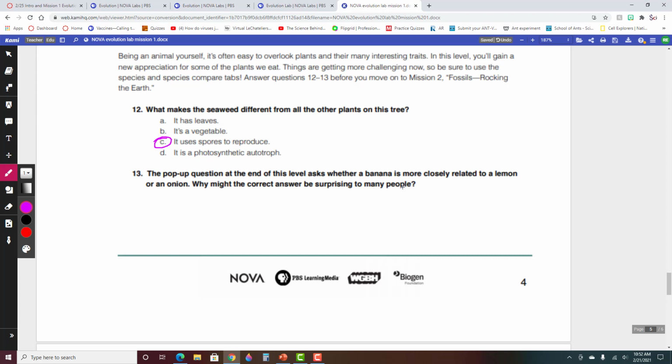The pop-up question at the end of this level asks whether banana is more closely related to a lemon or an onion. And why might the correct answer be surprising to many people? So, like we said, a banana is a fruit and an onion is a vegetable, and so it's surprising that bananas are more closely related to onions than they are to other fruits like lemons. So you can write that there.